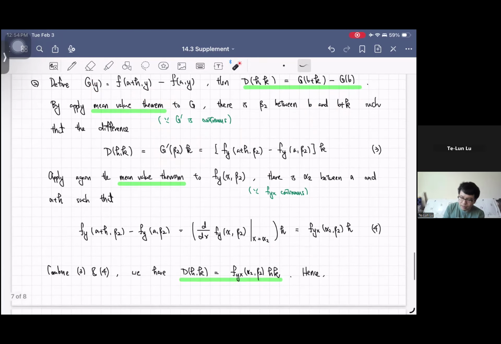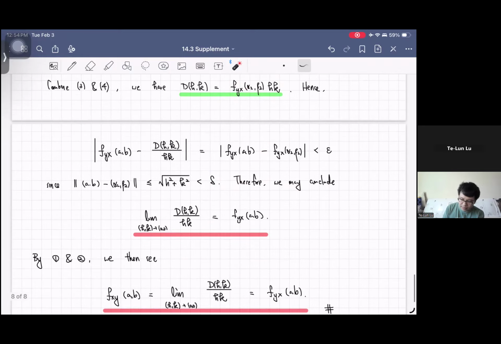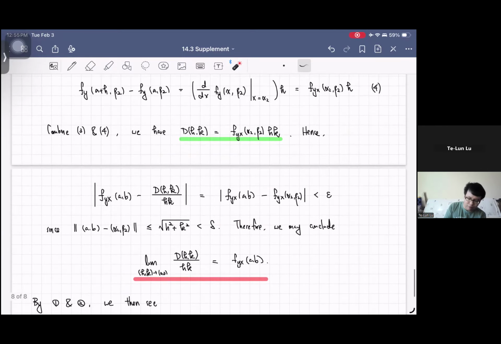And a similar argument gives that if you evaluate these two using the mean value theorem again, you get f_yx(alpha 2, beta 2), where alpha 2 is again some value between a and a plus h. So at the end of the day, we have d_hk again equal to f_yx(alpha 2, beta 2). With exactly the same argument, you see that the distance between f_yx(a, b) and this quotient will be less than epsilon whenever (a, b) and (alpha 2, beta 2) are within distance delta. So we conclude the right-hand side equality. The limit of d_hk over hk is also the same as f_yx(a, b).